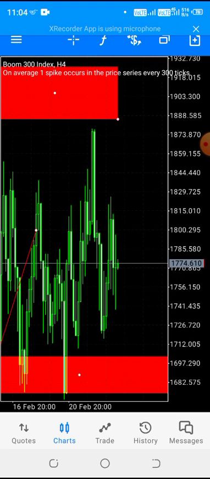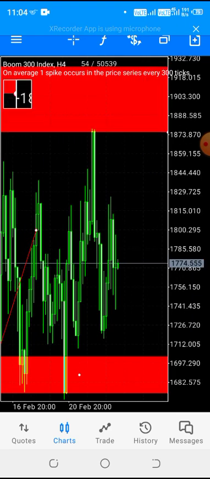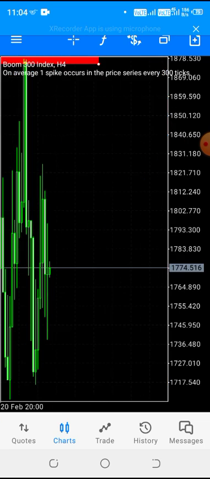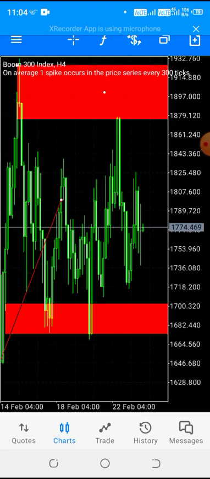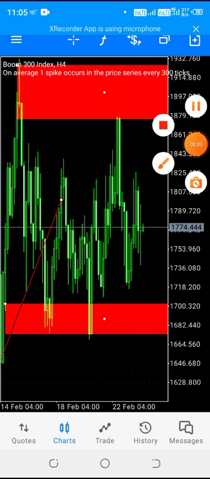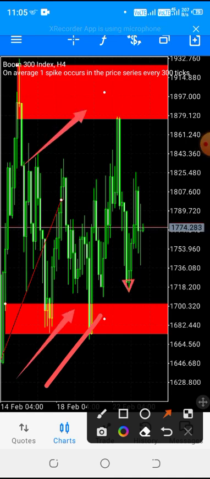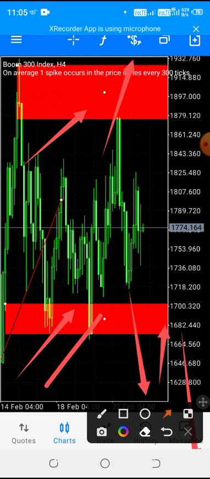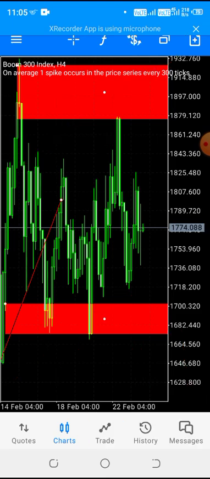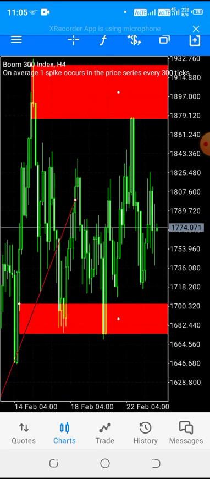So we are waiting for this market either on H4 to break this level, to break on H4. We are waiting for it to break this level or this level. So if it breaks this level downward, we wait for it that way, then we sell it. If it breaks this level upside, we wait for it that way, then comes back to retracement, then we buy it. So that is what we are anticipating on Boom 300.